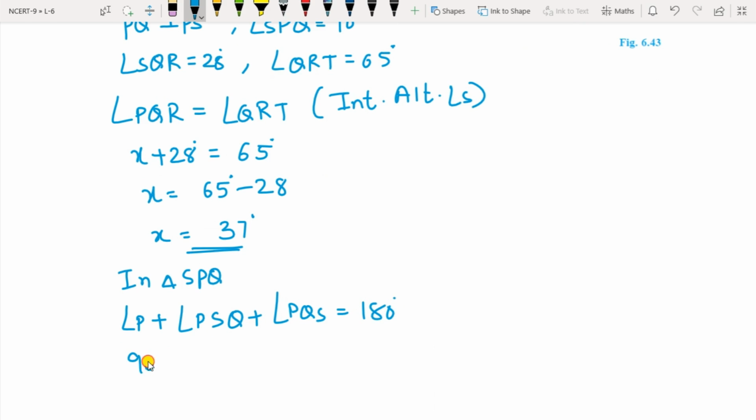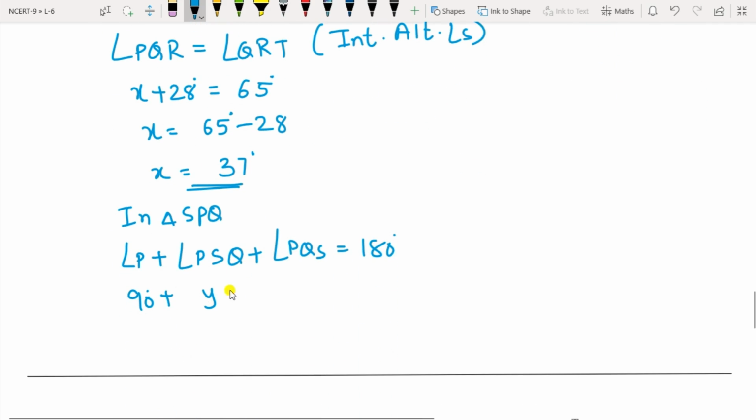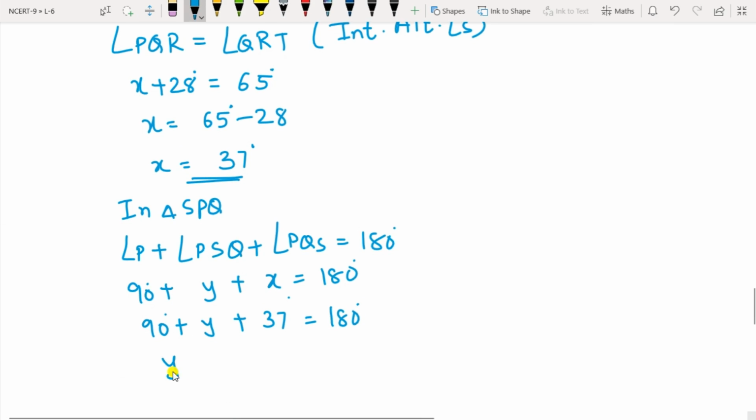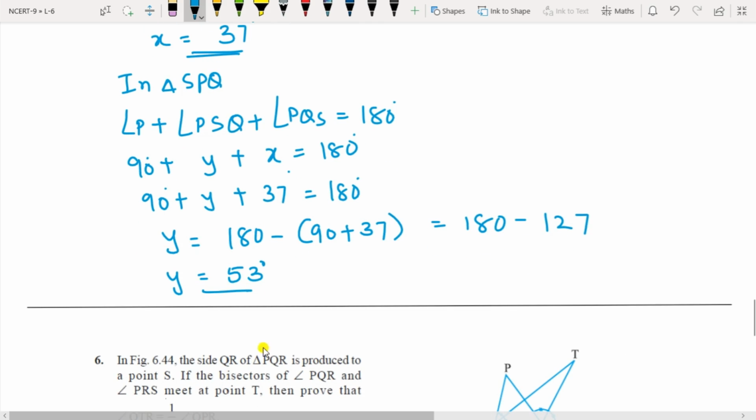So this is 90. PSQ is given as Y plus this is X equal to 180. So 90 plus Y plus X, which is 37, equal to 180. Okay. So Y will be equal to 180 minus 90 plus 37. So that will be 180 minus 127. So Y will be equal to 53. So Y is 53. Okay. So this way you have to solve your question number 5.